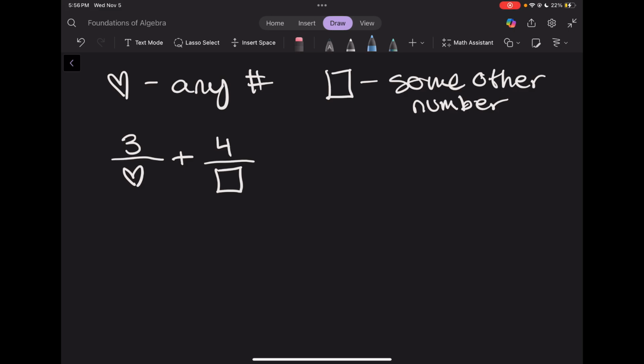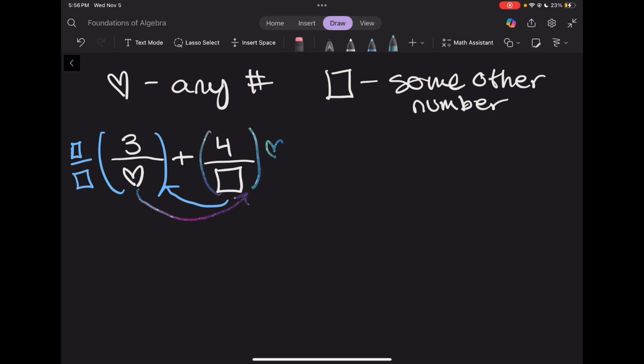So if I want the denominators to be the same, I'm going to want to bring this square over here, and then bring this heart over here. So what does that look like? Well, I'm going to multiply this by square over square, because the goal is to get the square over here, and right here we're trying to get the heart over here, so that they can both look the same. And on this side, I'm going to multiply it by heart over heart.